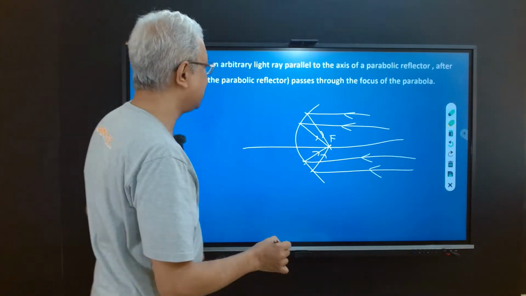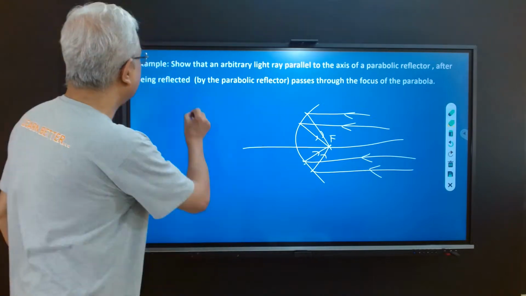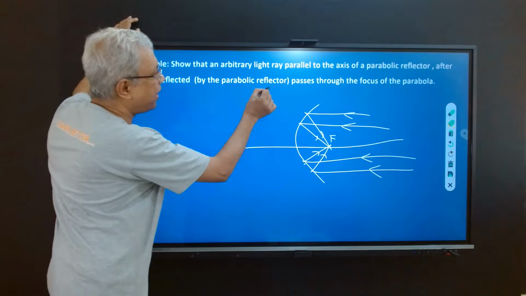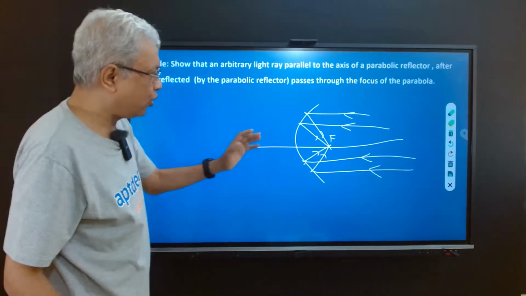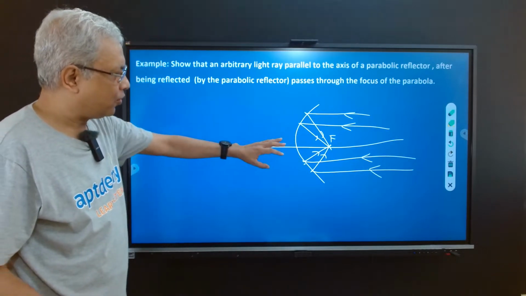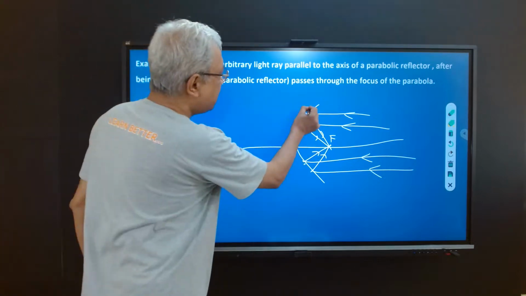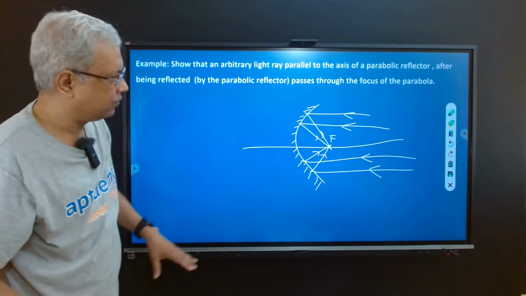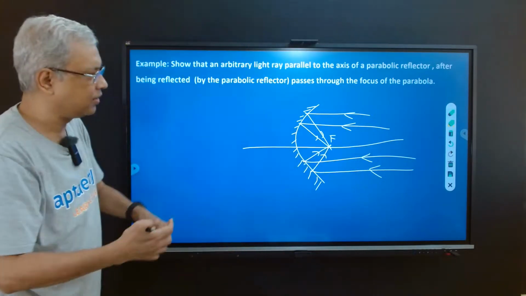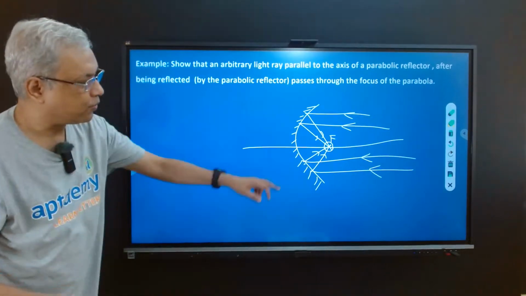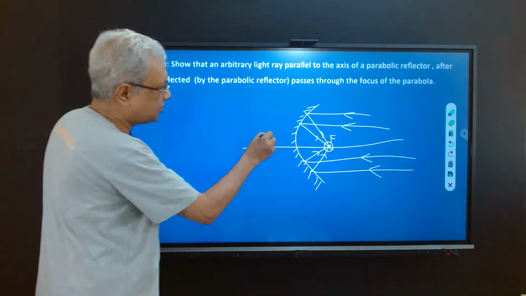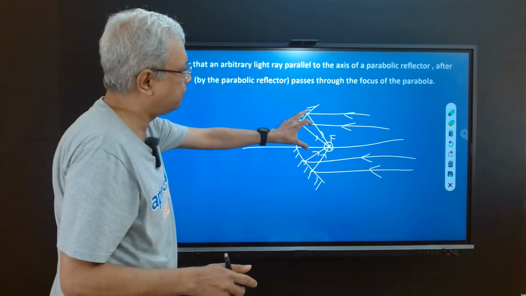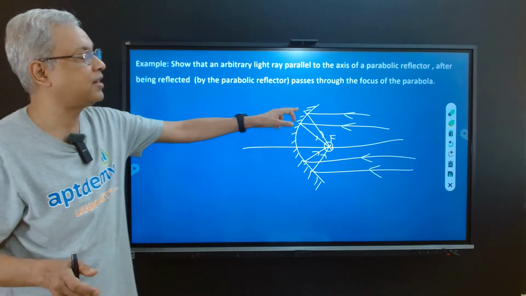The problem says to verify that this really happens in the case of a parabola: show that an arbitrary light ray parallel to the axis of the parabolic reflector, after being reflected by the parabolic reflector, passes through the focus of the parabola. This is a very practical problem in the sense of what we use in our telecommunication systems. It may be an optical reflector also, it can be a mirror. If light rays are coming from infinite distance parallel to the axis, after being reflected, all get focused at this point. If you keep a piece of paper over there, it will burn. It's a wonderful practical property of the parabolic reflector, and we have to verify mathematically that it actually happens like that.